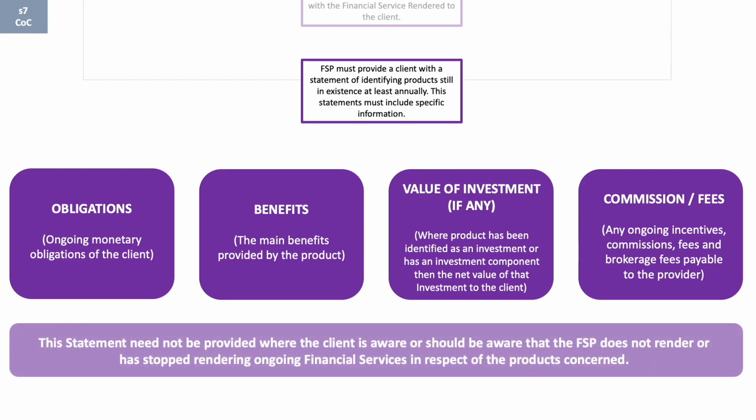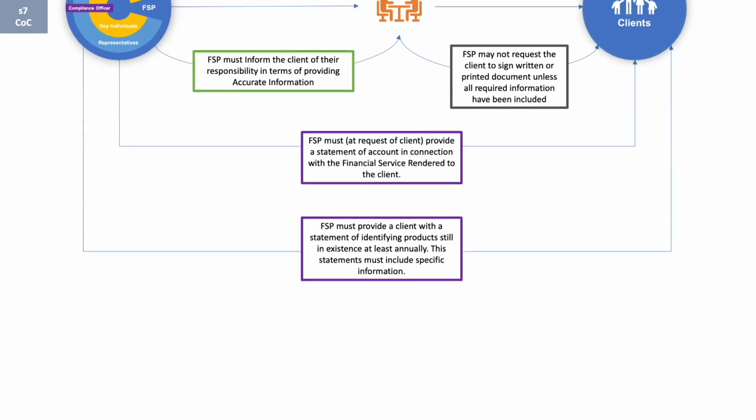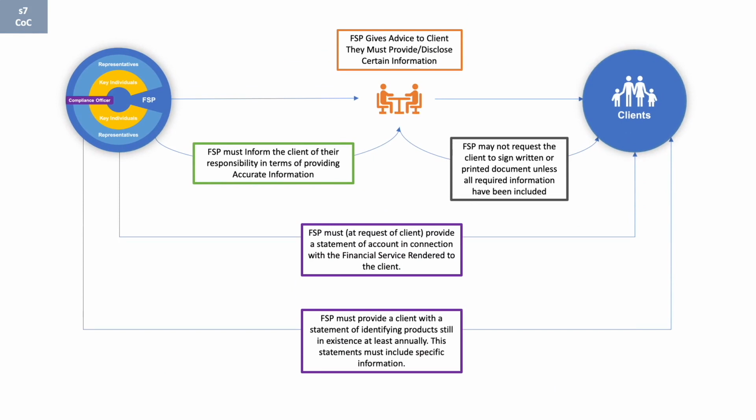This statement need not be provided where the client is aware or should be aware that the FSP does not render or has stopped rendering ongoing financial services in respect of the products concerned. We have now covered all of Section 7, dealing with the information that the FSP must provide the client with regards to the rendering of the financial service. Note that this section is long with a lot of details, so make sure you go through it and understand all the requirements laid out.